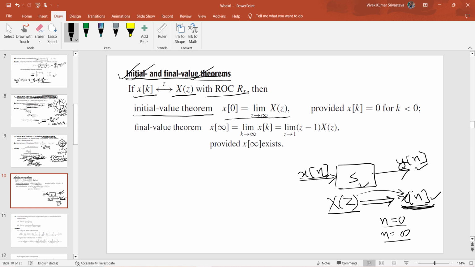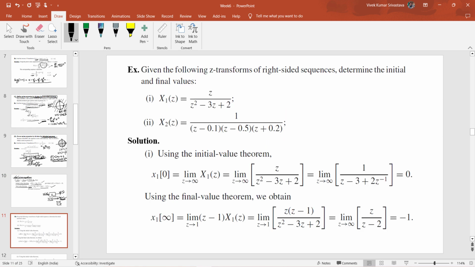And for the final value, we will take limit z tends to 1 of z minus 1 into X of z. So this will basically give you the steady state value. By using this theorem we can easily determine the initial as well as final value. Now let us apply this concept on some numericals so as to give you insight into how to use the initial and final value theorem.